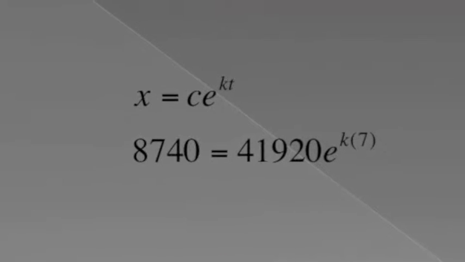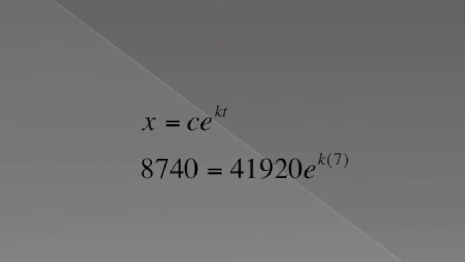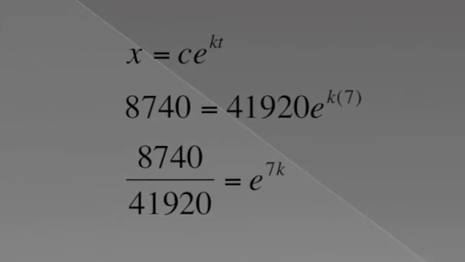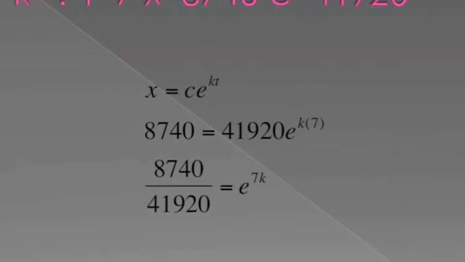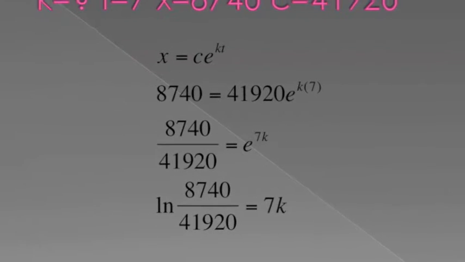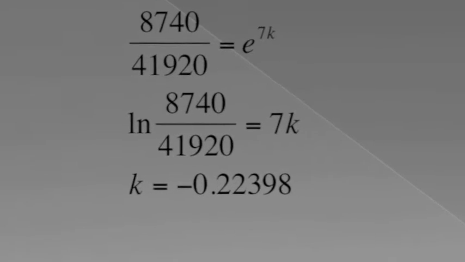Now that we have solved for c, which is equal to 41,920, we will look for k for soft soap when time is equal to 7 seconds and x is equal to 8,740 germs. Substitute everything in the equation. 8,740 is equal to 41,920 multiplied by e raised to 7k. Transpose 41,920 to the other side, ln everything to eliminate e, and you can get k, which is equal to negative 0.22398.